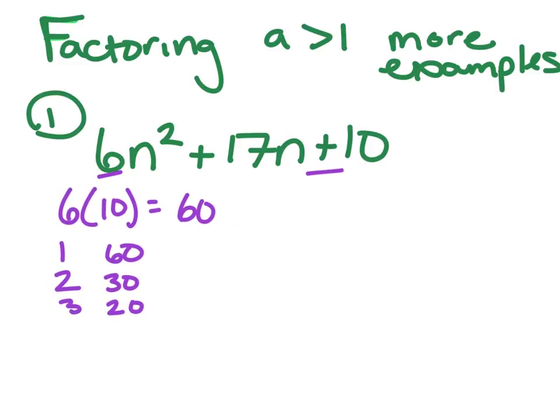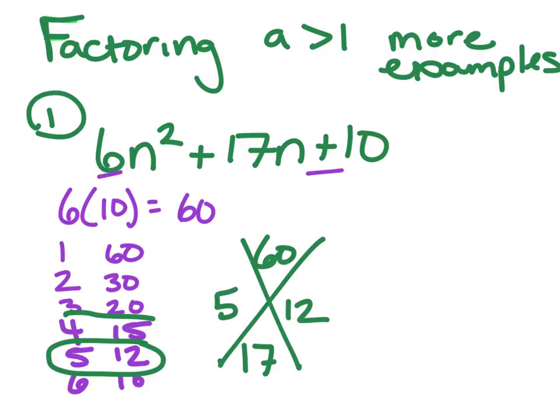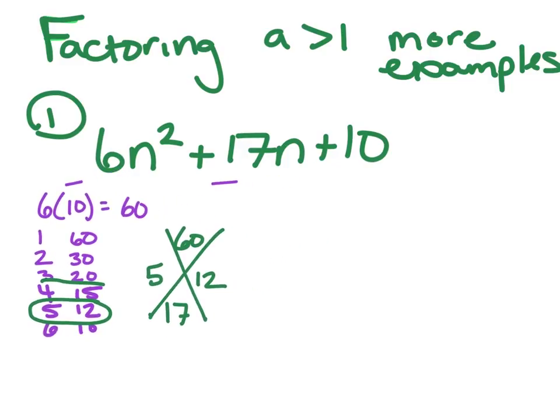Continue on. Let's see, we've got 4 and 15, 5 and 12, and then last but not least 6 and 10. So when we go back over and look at our original problem, your magic number that you want to add up to is going to be 17. So we're going to look through our list and find the appropriate one, which is the 5 and 12. So we know we're going to use both positive 5 and positive 12 because it has to add up to 17.